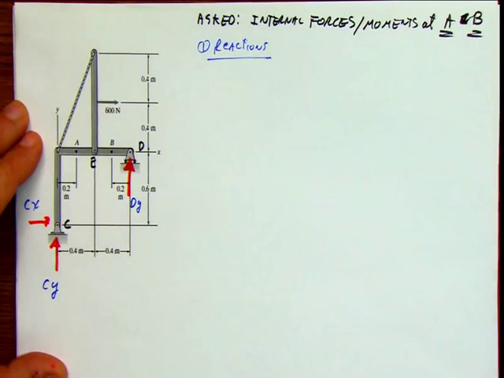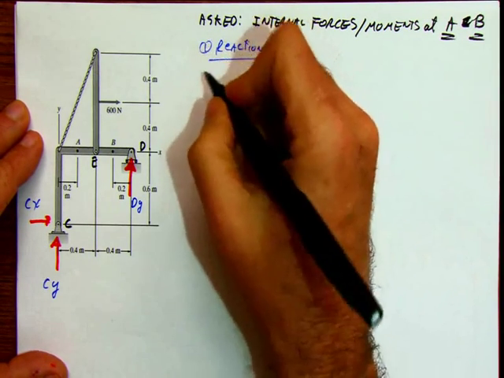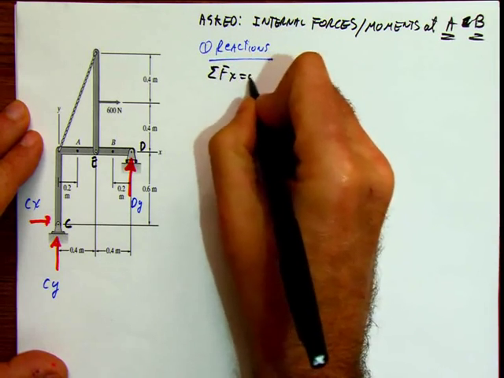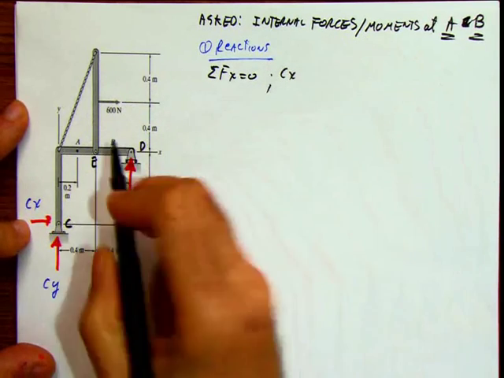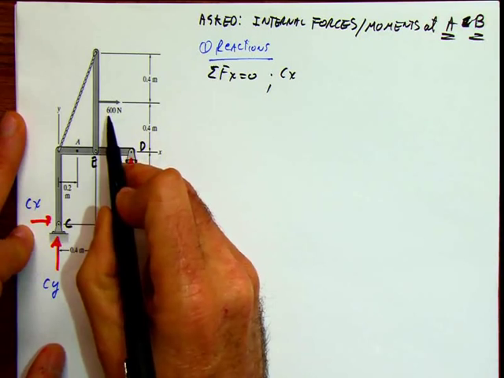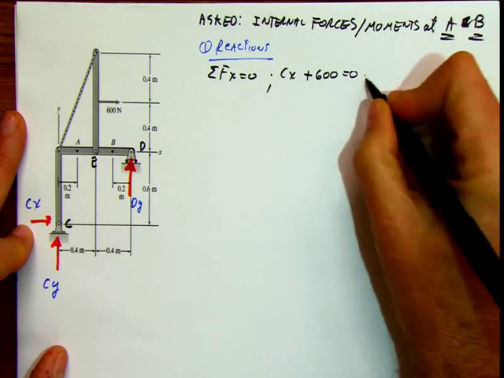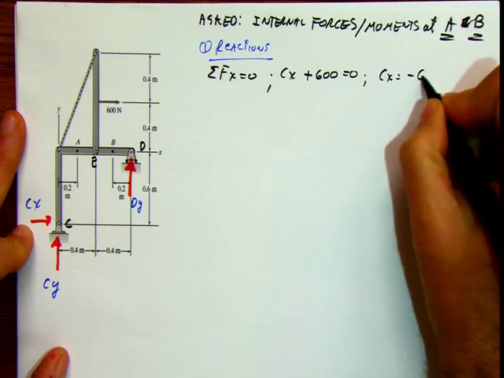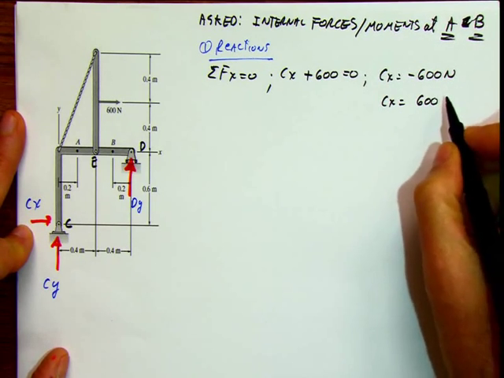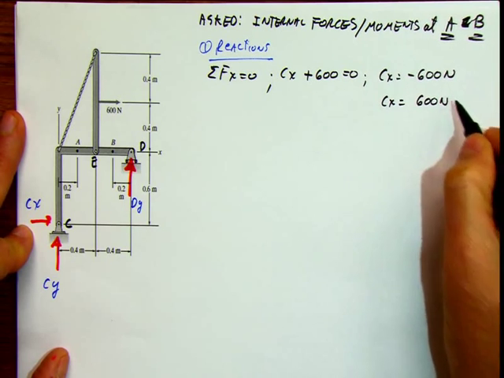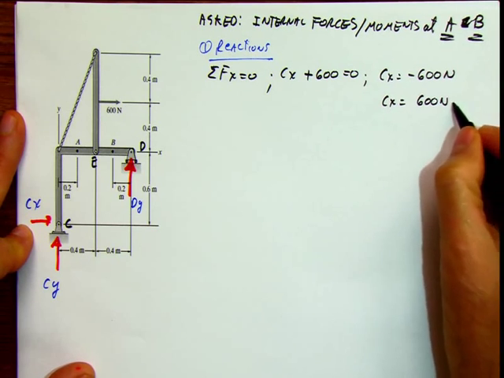I'm going to change the pen. I'm going to use the black pen. First we do summation of forces in x equals 0. And I have Cx and I have this 600 Newton force here, equals 0. And that means that Cx is going to be negative 600 Newton. Or Cx is going to be 600 newtons acting to the left.